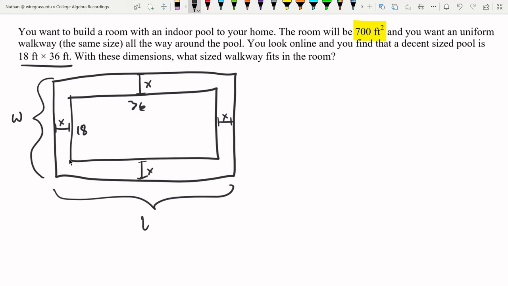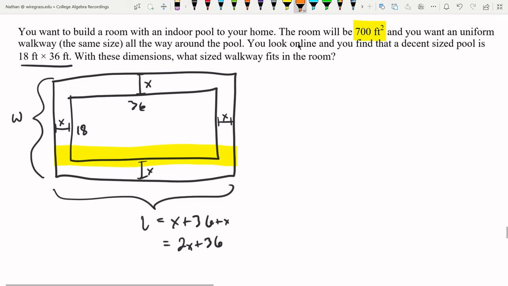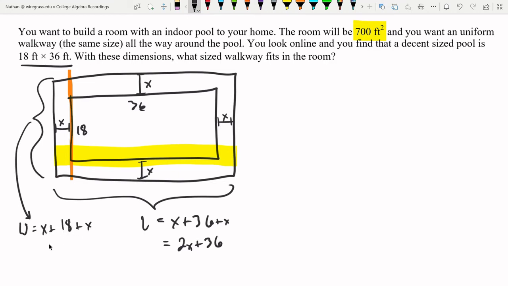Our length is going to be everything all the way across. So we're going to have x plus 36 plus x, or in other words, 2x plus 36. Along a similar line of reasoning, our height is going to be x plus 18 plus x going down. So our width or height, same difference, that's going to be x plus 18 plus x, or 2x plus 18.